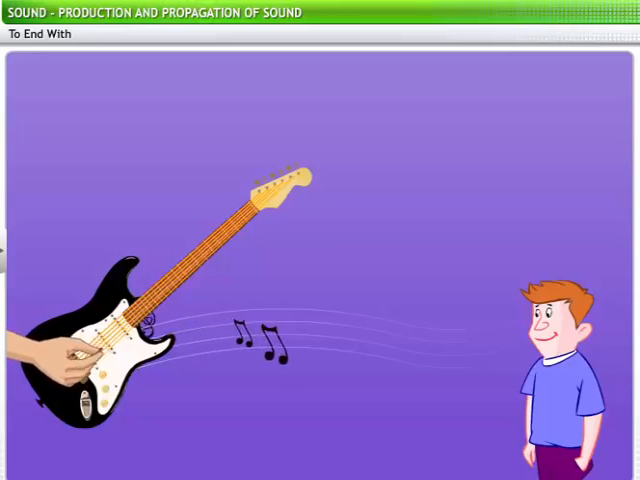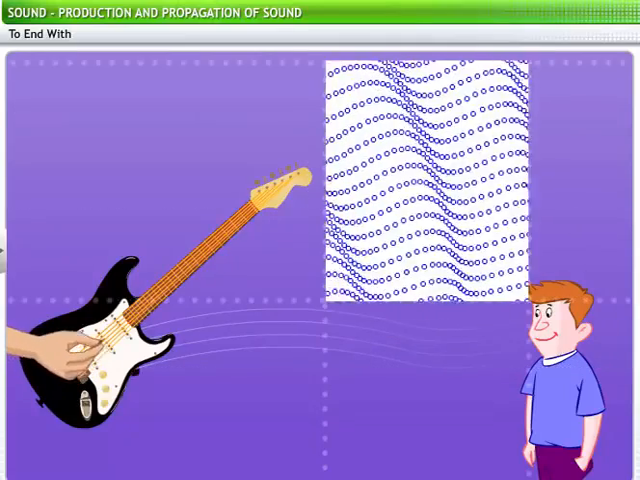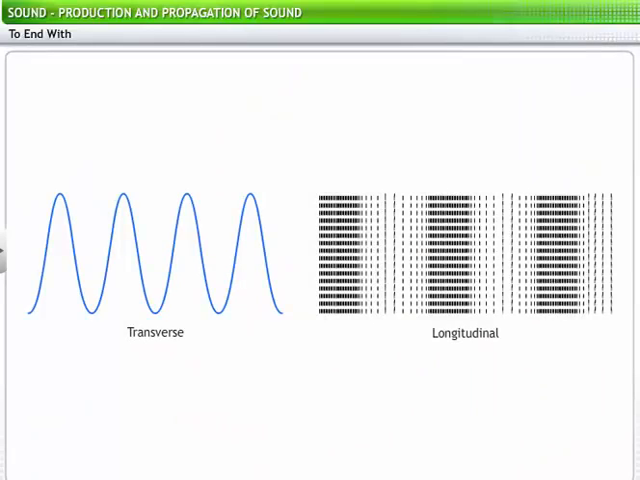This brings us to the end of this lesson on production and propagation of sound. In this lesson, you learned how sound is produced and propagated. You also learned about longitudinal waves and transverse waves in relation to sound waves. Finally, you learned about some important characteristics of sound waves.